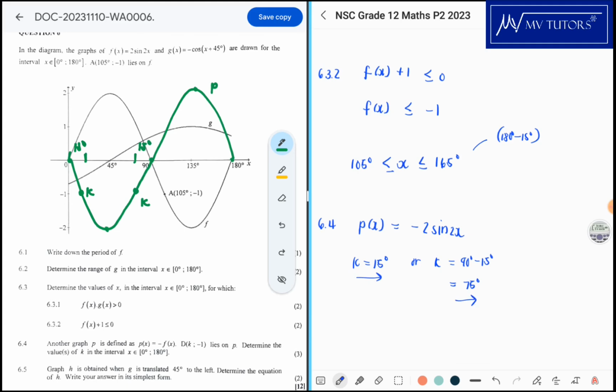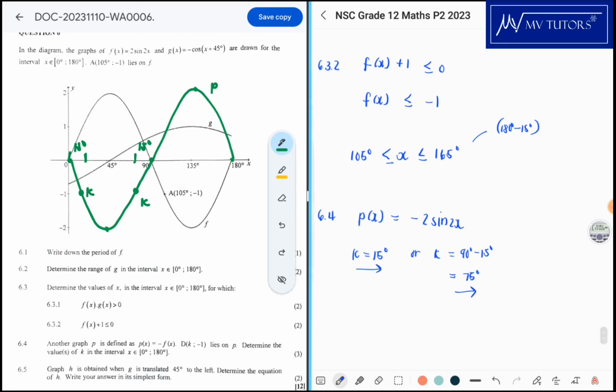Okay, so you should be careful. Every time they say determine the value and they put in brackets values, you might have more than one answer. Otherwise, you could have taken the equation for -2 sine 2x and substituted the value of -1 and solved for x. But I feel like that's a long way. Or maybe that's what you should have done.